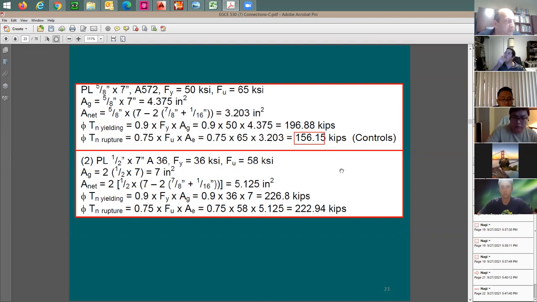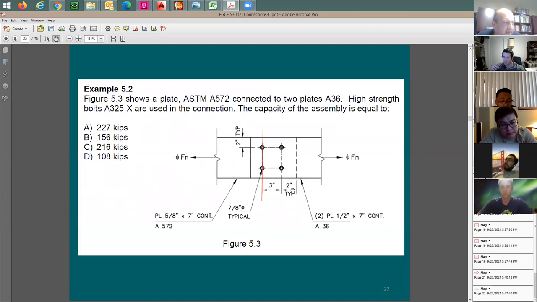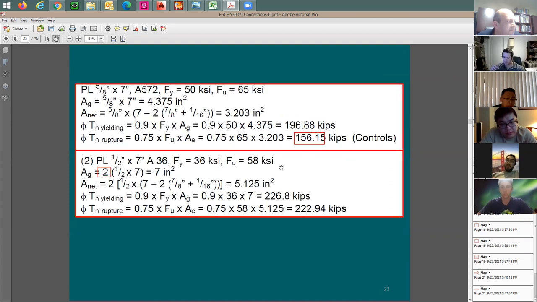Now let's look at the two plates. Two plates means when it comes to cross-sectional area, I need to consider a factor of 2, like what you see here. It is A36, so we have F sub y 36 and F sub u 58 ksi. Gross section area is going to be 2 times 1/2 times 7, because if I go back here, I have 2 plates, 1/2 by 7 inch. Net cross section area, I'm going to be taking the same cross section area here. It's going to be the same equation.